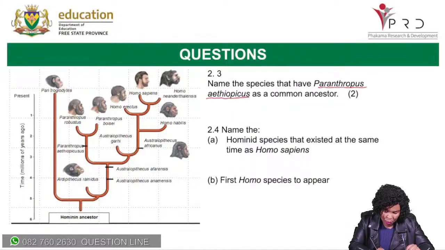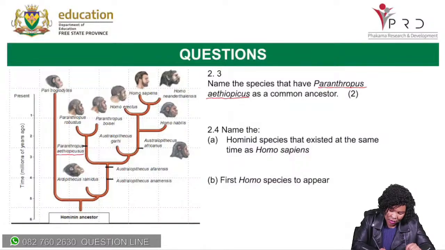So where is Paranthropus aethiopicus? There you go. So we found Paranthropus aethiopicus. Here it is. Now, what are the 2 species that have it as a common ancestor? So it is a common ancestor to which 2 species? To the Paranthropus robustus and Paranthropus boisei.